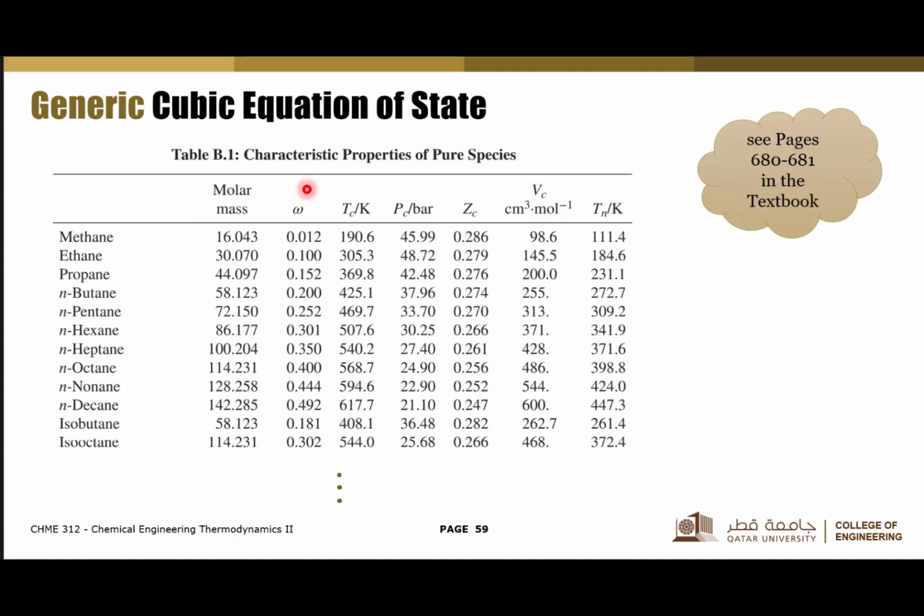All right, looking at table B.1, we see the acentric factor, omega, for different materials. We have the critical temperature, critical pressure, and critical volume. So this is basically all you're going to need, and it's on pages 680 to 681 in the textbook, depending on the version that you have. If you have a different edition, you can check the book and find the characteristic properties of pure species. Find that in the textbook and you'll find these values.